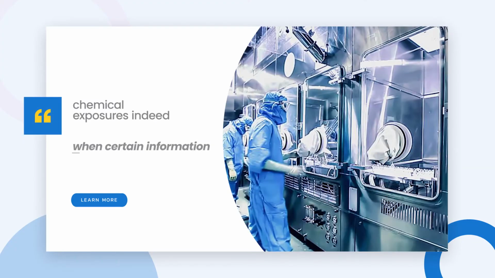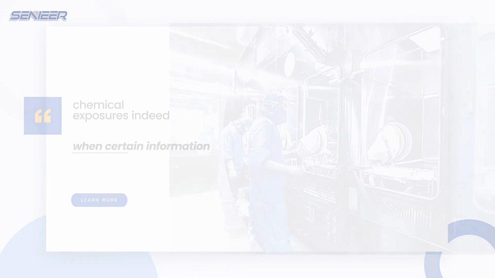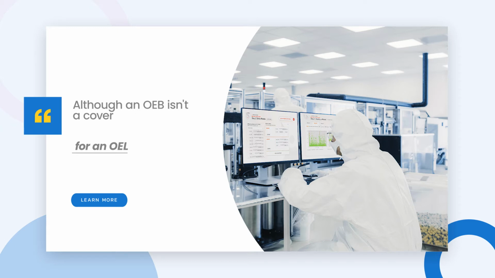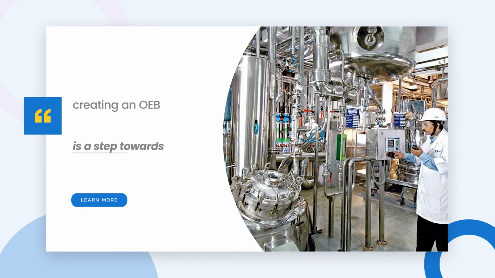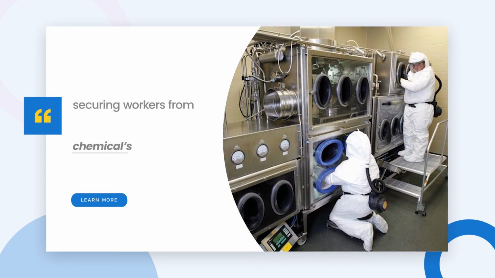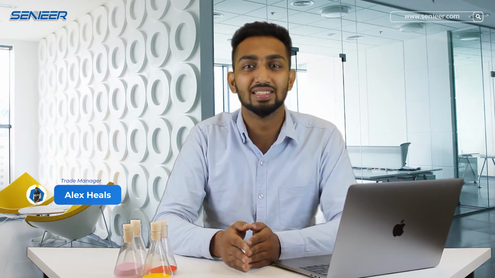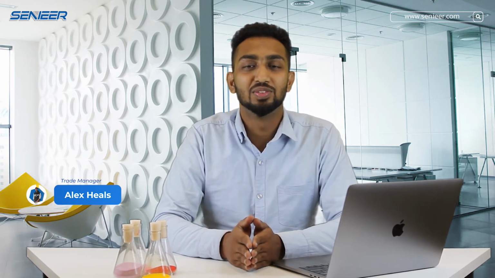Today we are back with another OEB video. Throughout this video we are going to talk about OEBs. So let's get started. Today our topic is: why do we need OEB? OEB provides a framework to prevent worker health from chemical exposure, especially when certain information on the chemical is lacking. Although an OEB is not a replacement for an OEL, creating an OEB is a step toward securing workers from chemicals and may also help occupational health organizations emphasize developing OELs for the chemicals mentioned above.